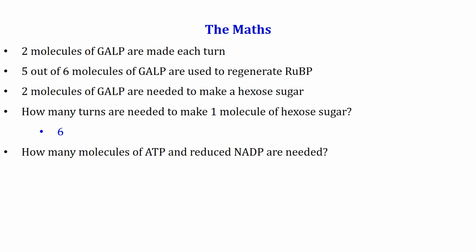Now let's look at the energy needed. Each turn of the Calvin cycle fixes 1 molecule of carbon dioxide. It also uses 3 molecules of ATP and 2 molecules of reduced NADP. So, for 6 turns, ATP needed: 6 times 3, 18 ATP. Reduced NADP needed: 6 times 2, 12 NADPH.